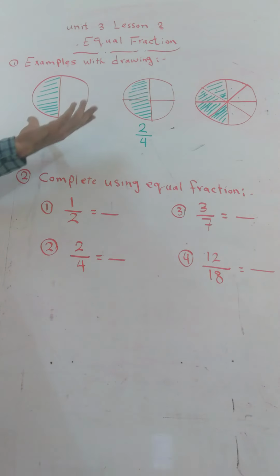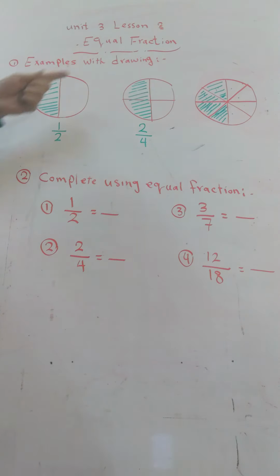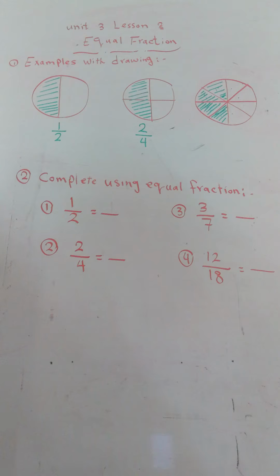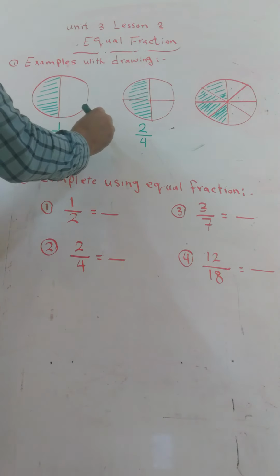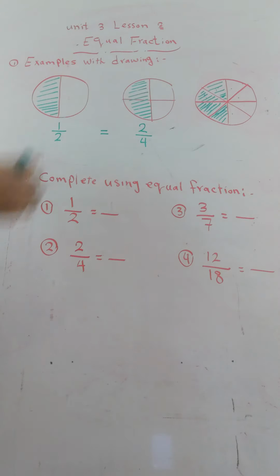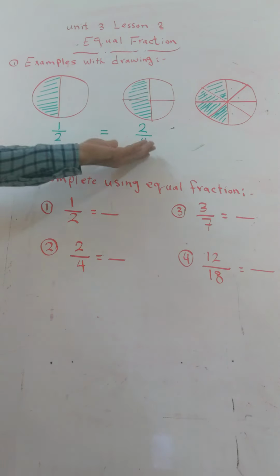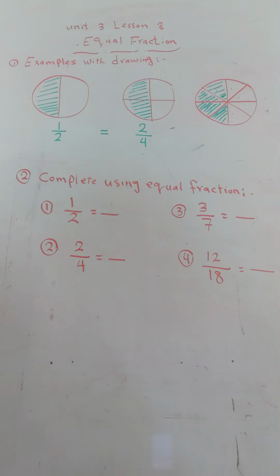You can note that half and 2 quarters have the same value. So we can write half equals 2 quarters, and these two fractions are equal fractions.